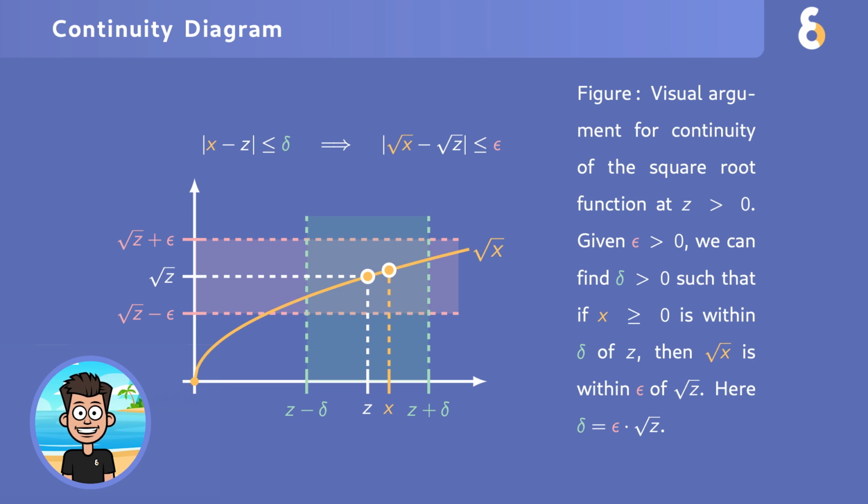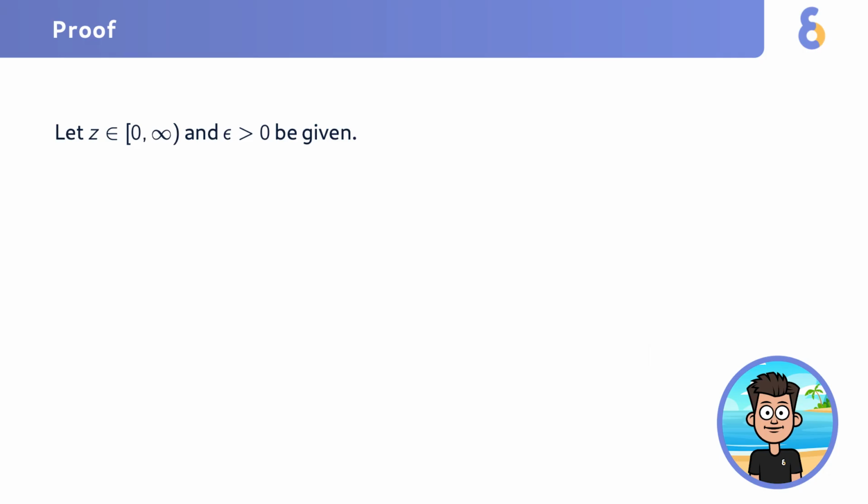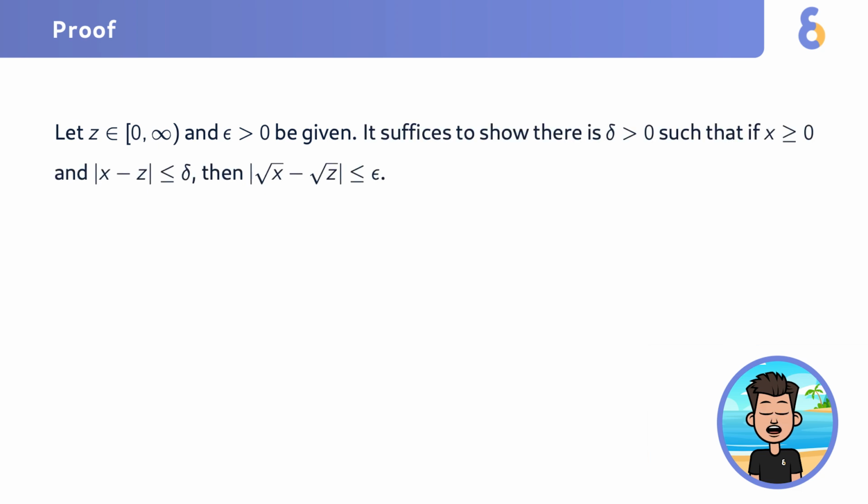Alright, with that, we can now formalize this in our proof. Because we want to show the square root function is continuous, we will consider an arbitrary point z in its domain and show it is continuous at that point. Then, to use the definition of continuity shown, we will typically also let some positive epsilon be given. By our definition, it suffices to show there is some delta greater than 0, such that if x is non-negative and the absolute value of x minus z is less than or equal to delta, then the absolute value of square root of x minus square root of z will also be less than or equal to epsilon.